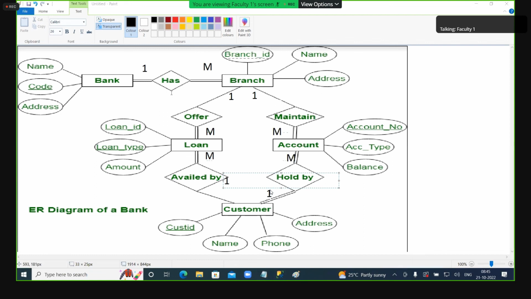Otherwise, we'll take this ER model, and for this ER model I'll prepare a relational model. Okay? References, unique, not null.